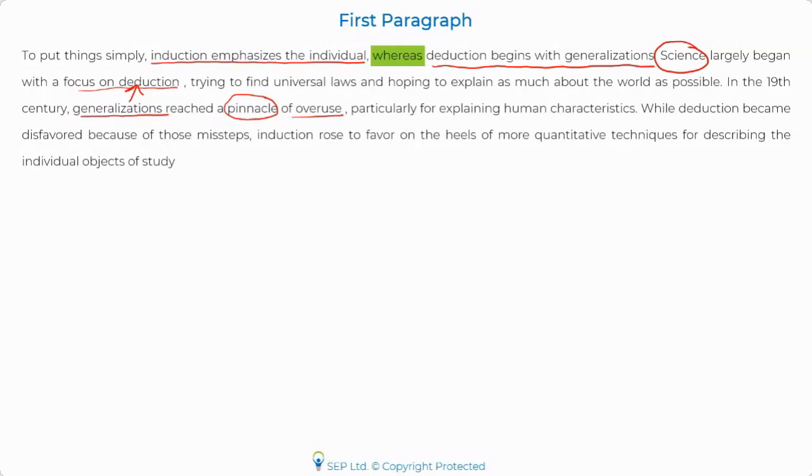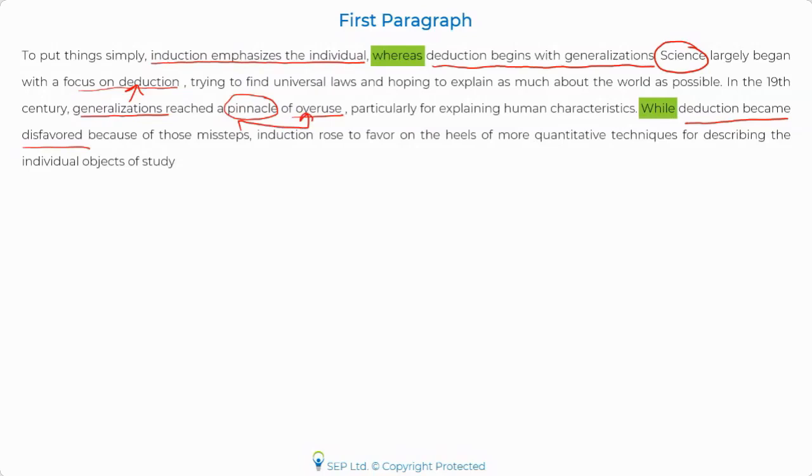While, okay, so here again I have a transition word. While could mean contrast, or it could also mean two things happening simultaneously, while deduction became disfavored. And I'm asking myself, so that is why the author was trying to build up all this. He was trying to tell us how initially deduction was favored, but because it was overused, it gradually lost favor because of those missteps. I'm guessing these missteps could only refer to this overuse.